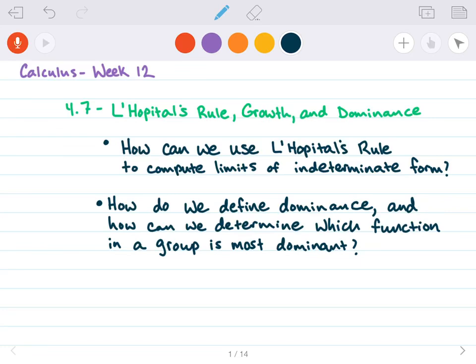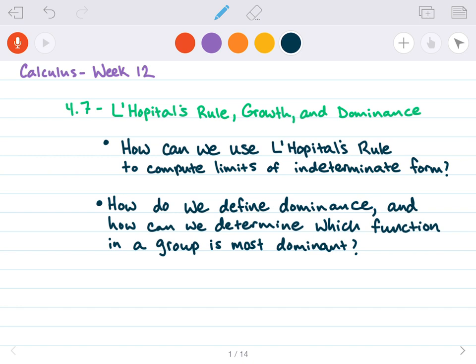Hey guys, in this week's lecture, we're going to talk about 4.7 in the textbook, L'Hopital's rule, growth, and dominance. And so we're going to talk about what is L'Hopital's rule, what is an indeterminate form, and how can we use L'Hopital's rule to compute limits of indeterminate form.